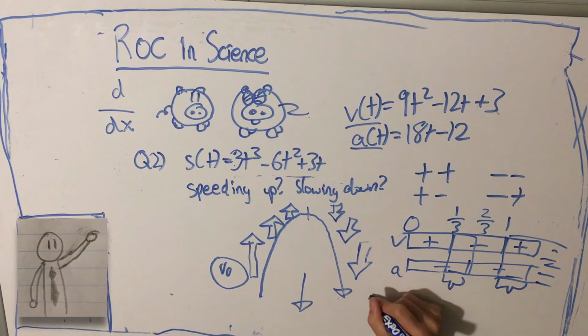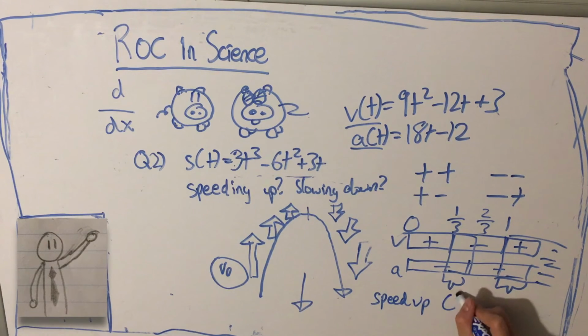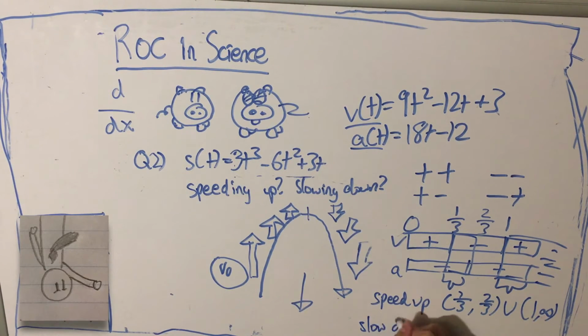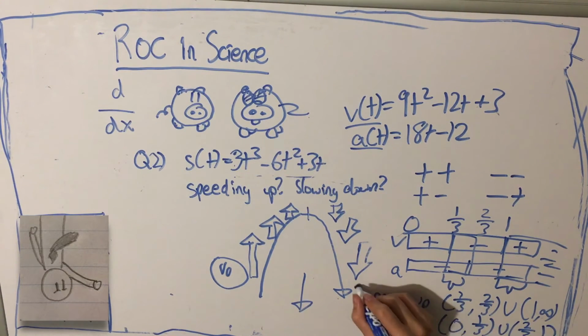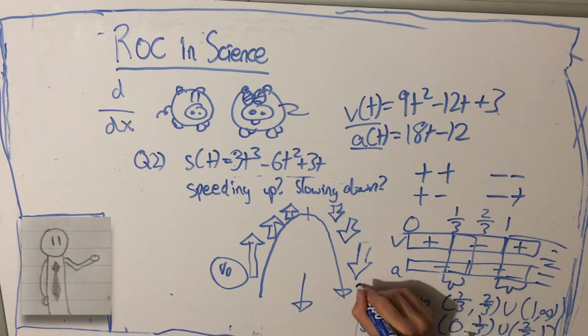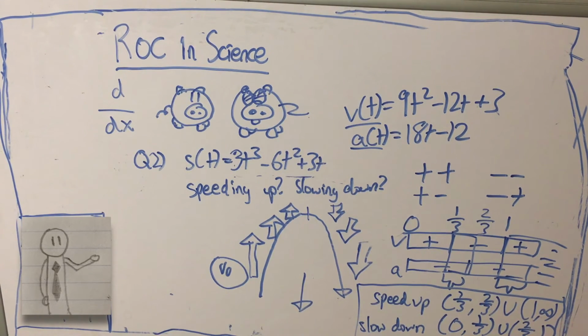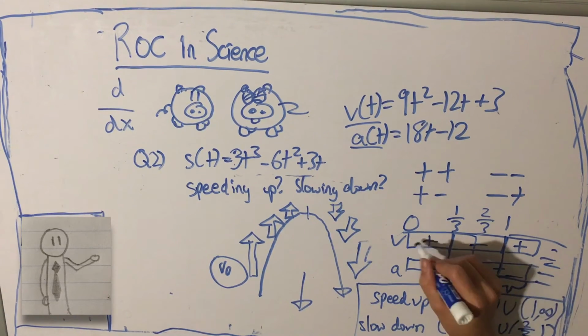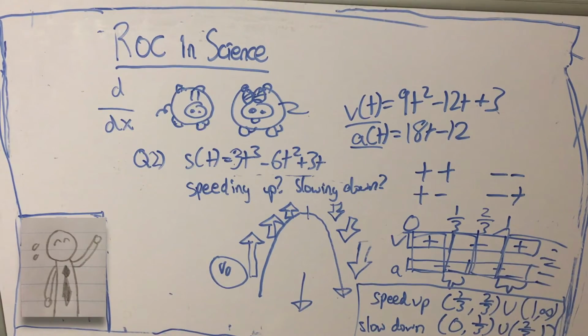So we will say that the particle is speeding up on the interval 1/3 to 2/3, union 1 to infinity, and it is slowing down on the interval 0 to 1/3, union 2/3 to 1. So that is our answer for that. Be wary on stuff like tests. You should explain why this is speeding up because of the signs. But yeah, that's our answer to question number 2.